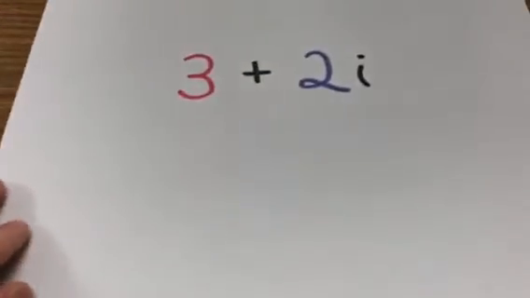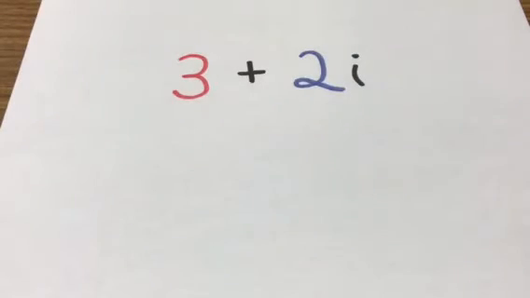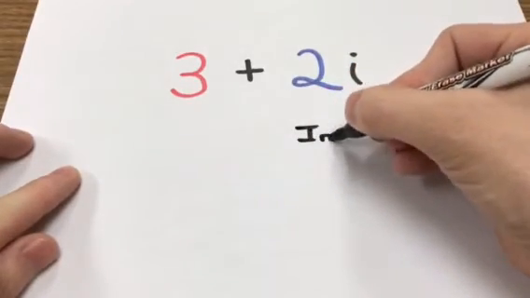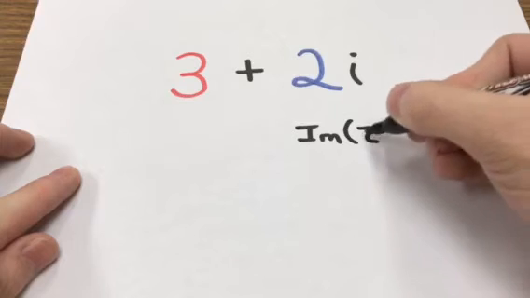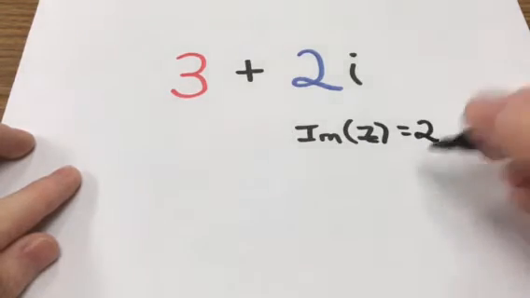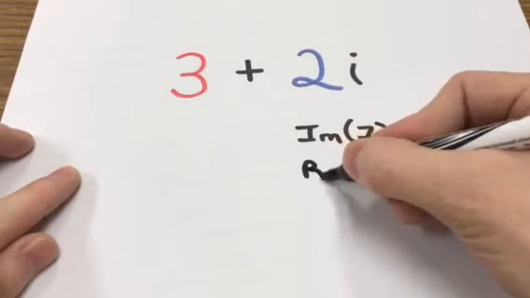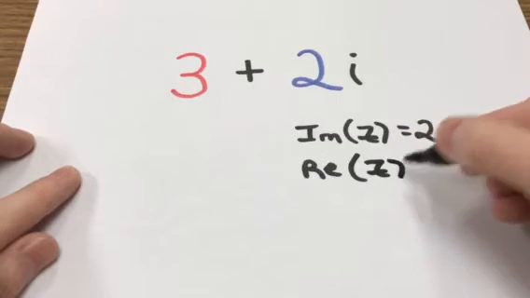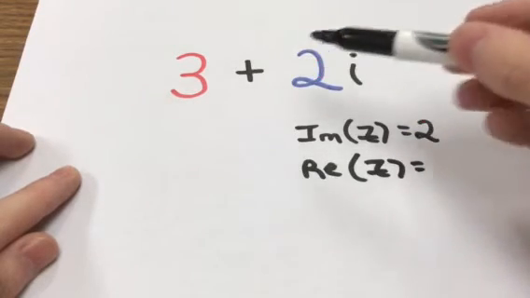The first one is going to be 3 plus 2i. So go ahead and see if you can figure out which one is the real part and which one is going to be the imaginary part. So the part that's attached to the i is going to be the imaginary part. So I'm going to write that the imaginary part of the complex number z is 2. What is the real part then? Well, it's whichever part is not connected to the i. That has to be the 3 over there.